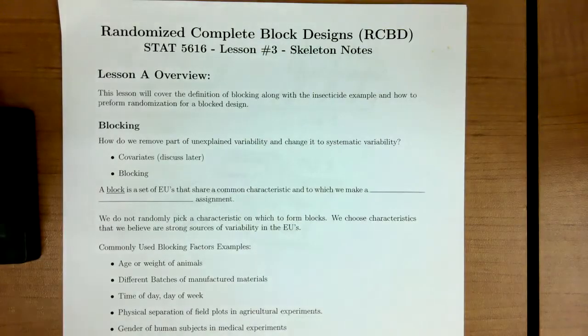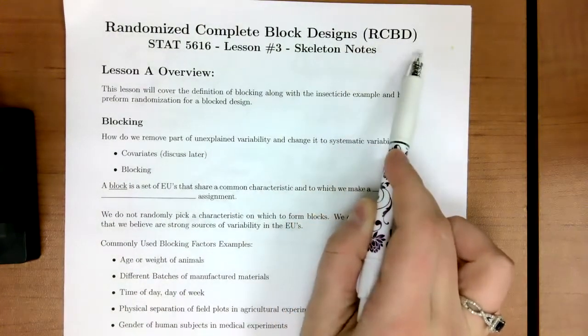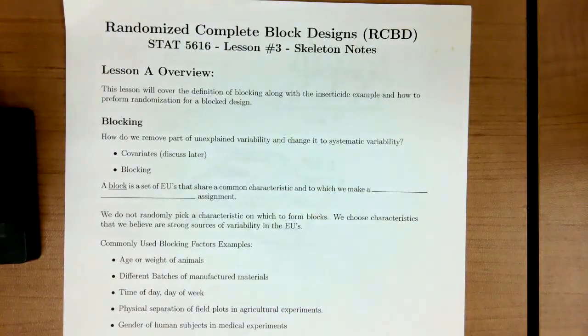So in this lesson, again, we'll be covering the definition of blocking in terms of an insecticide example, which we'll carry out through this entire lesson, and kind of how to perform randomization for a block design. This week, again, our new design is called a Randomized Complete Block Design, or RCBD. Okay? Now, the idea of blocking is to be efficient with our resources and help explain unexplained variability. So how do we remove part of the unexplained variability and change it to systematic variability?